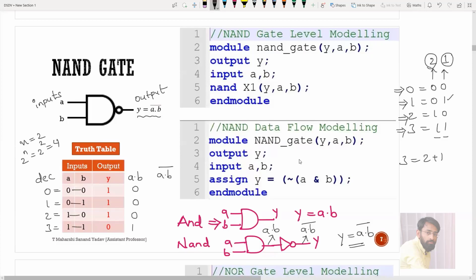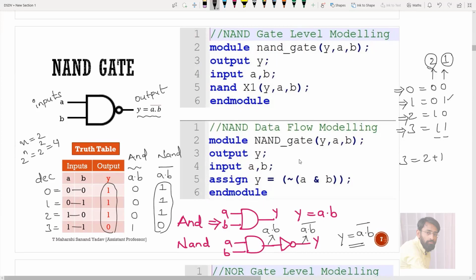Next, simply take the complement. 0 complement is 1. Here also it will be 1, 1. Again, 1 complement will be 0. So you can observe the output, it is 1 1 1 0. See here, 1 1 1 0. So A dot B is for the AND gate and A dot B whole bar is for the NAND gate.